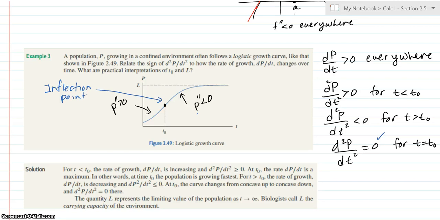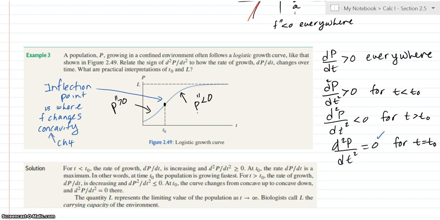The definition of inflection point is where it changes concavity, where it goes from concave up to concave down. We'll see some more examples on this in the next chapter. And actually, we're going to see this in chapter 4. I just looked it up. Inflection point is where f changes concavity, and that won't be really introduced in the book until chapter 4.